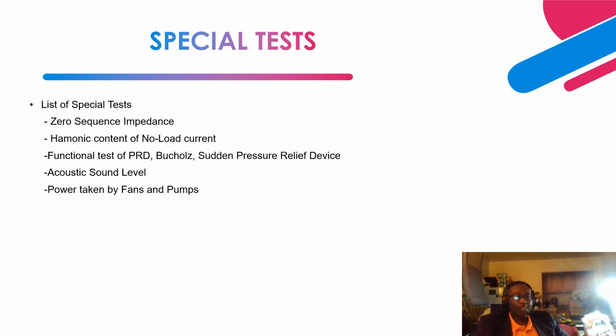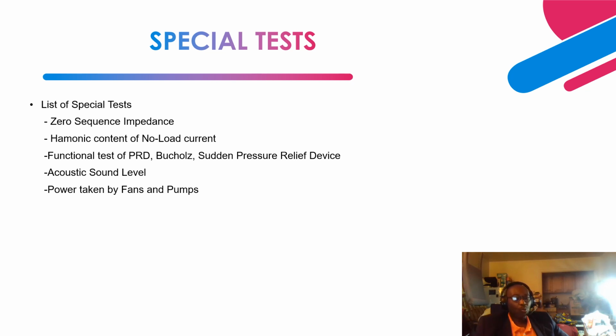Next testing is a special test. Like I indicated, a special test comes from the customer. The customer has to request that testing. That testing is indicated as part of the customer's transformer specification that is going to be sent to their manufacturer, be it ABB, Siemens, or GE. The first special test on this list is zero sequence impedance.